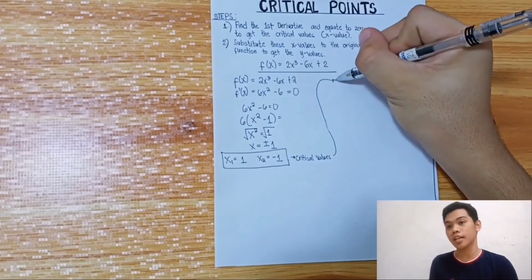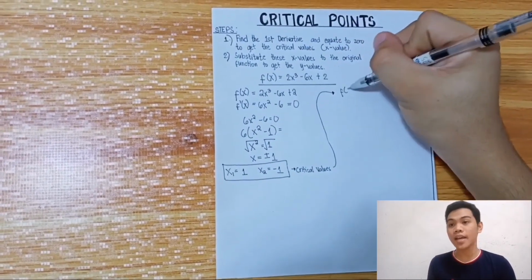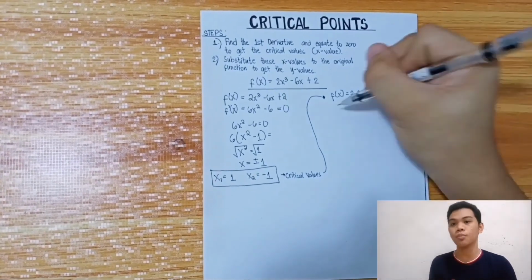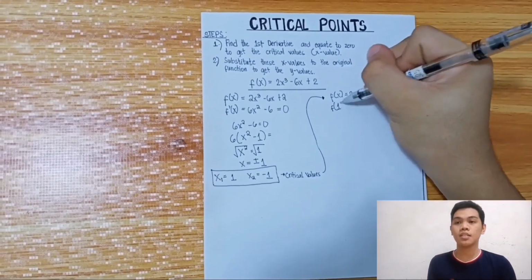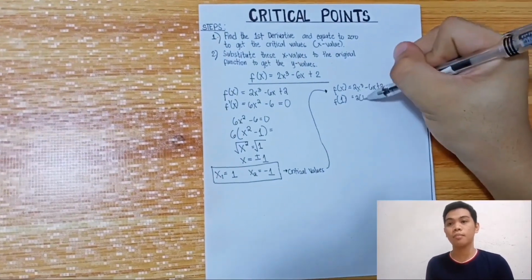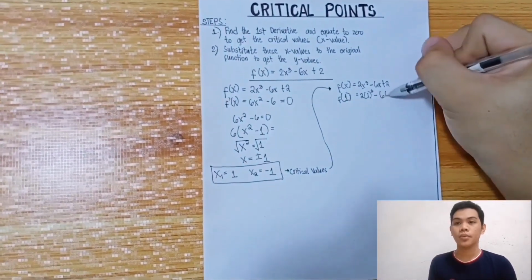Then we substitute it to the original function to get the y value. So we just have to copy the original function, which is 2x cubed minus 6x plus 2. Then the value of x will be substituted by 1. So we have here.